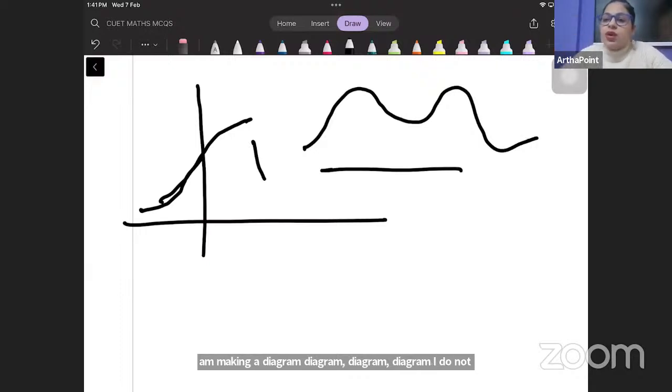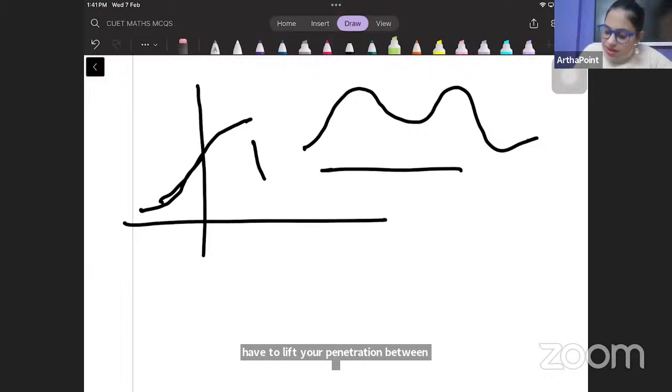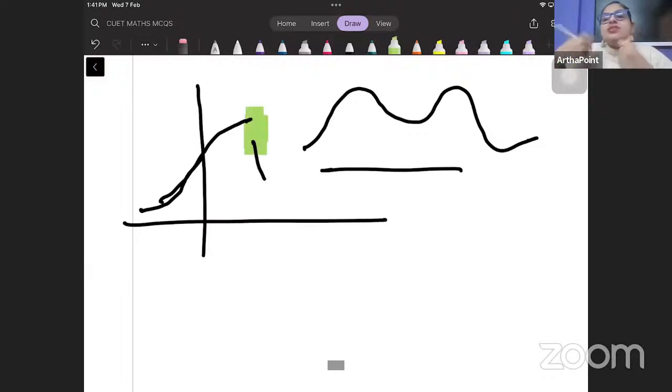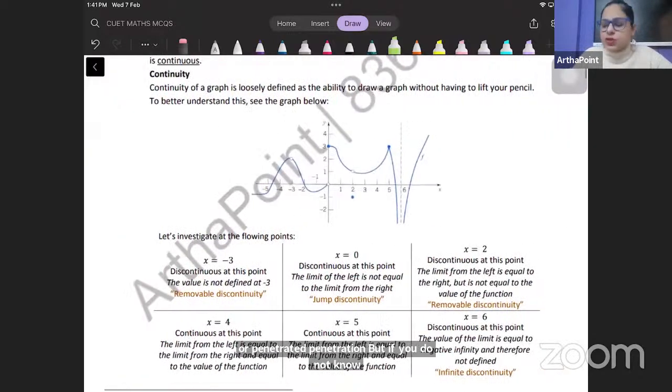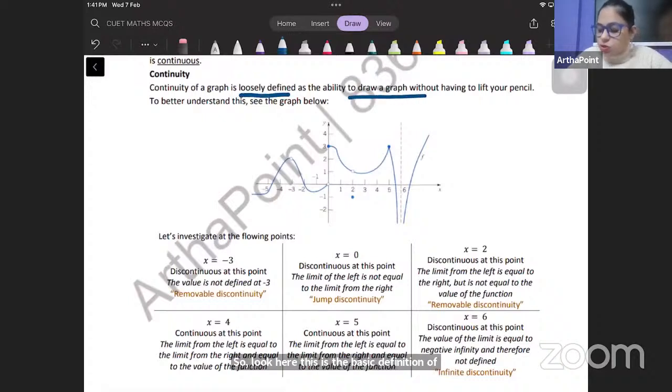So if you have to lift your pen in between, अगर आपको 1 मिनट के लिए पेन उठा के बनाना पड़े, that means that at that point there might have been some discontinuity. But if you don't have to lift your pen और एक साथ आप बना पा रहे हो, that means that this is a continuous function. So look here, this is the basic definition of continuity. It is loosely defined as the ability to draw a graph without lifting your pencil.